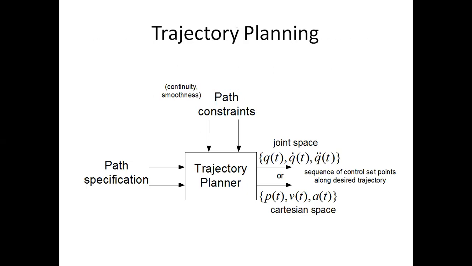With that, we have joint space and Cartesian space. Joint space notations are Q, Q dot, and Q double dot, a sequence of control set points along the desired trajectory. Whereas in Cartesian space, we have P, V, and A of T.